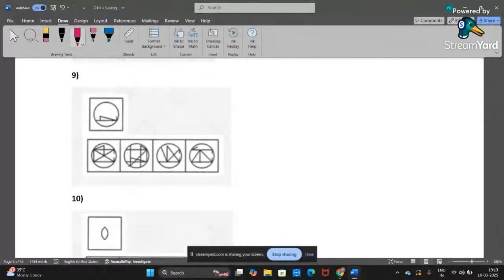So find for this. Obviously, this is not the right one. Even this is also not the right one. This is also not the right one. So this will be the answer. Let's cross verify. Yes, we have the straight line here and again a small triangle and here a line. So this is the correct option.